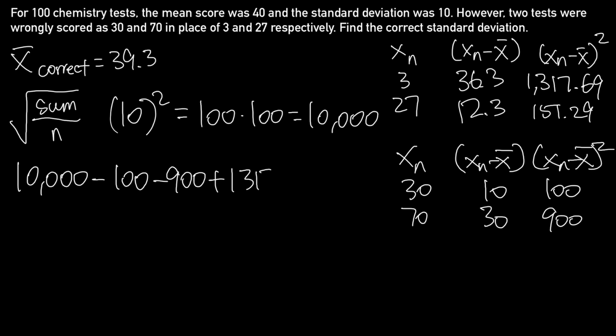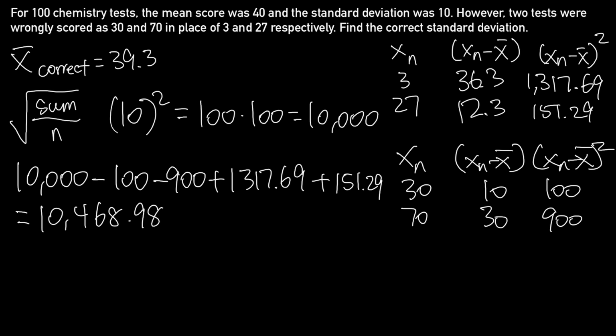So 1,317.69 plus 151.29. And we can find that the answer to that is 10,468.98. And the correct standard deviation should be pretty easy to calculate now. So we just need to divide this number right here by the number of terms, n, which is 100. There's 100 chemistry tests.